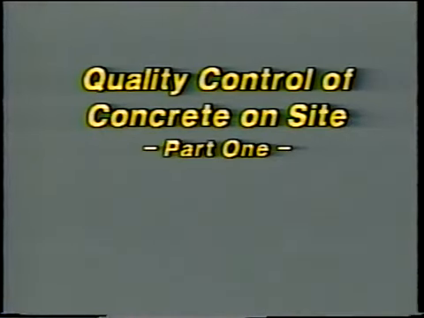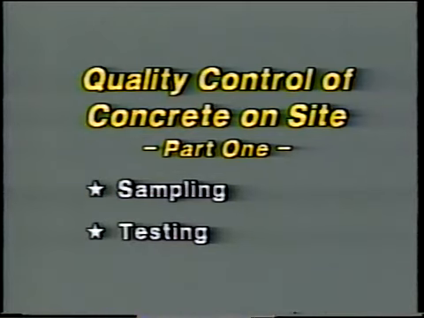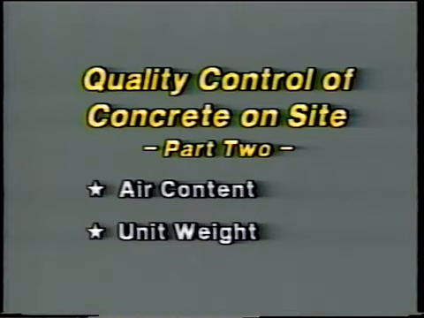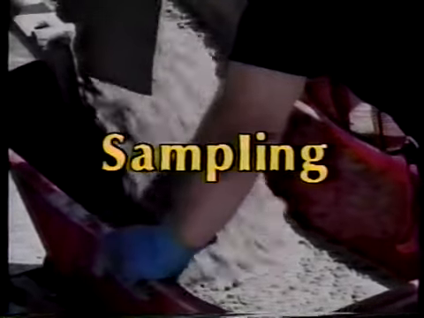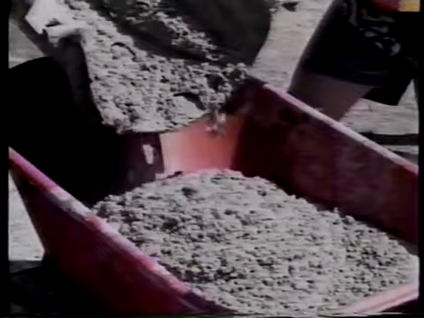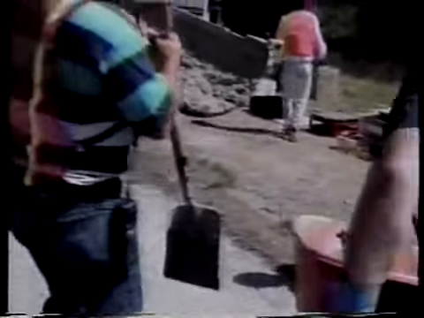So, here in Part 1, we'll look at sampling concrete and at the test methods for temperature and slump. In Part 2, we'll look at the test methods for air content and unit weight, as well as the procedures for making cylinders and beams. Our first topic then is sampling. Before any of the tests can be performed, a sample of the concrete is needed, a representative sample.